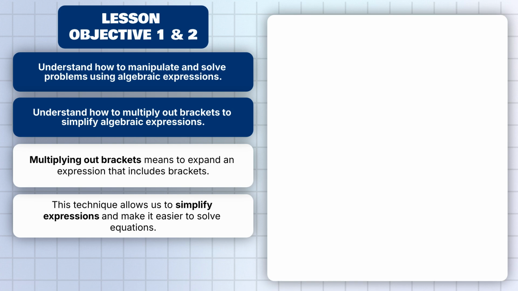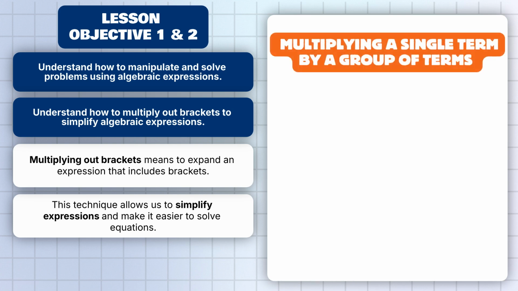The first thing we will look at is multiplying a single term by a group of terms. Suppose we have the expression 4(x + 2y) = z. Our goal might be to rearrange this expression so that y is the subject, but to do that, we first need to deal with the bracket. The bracket indicates that both x and 2y are being multiplied by 4, so we multiply each term inside the bracket by the number outside.